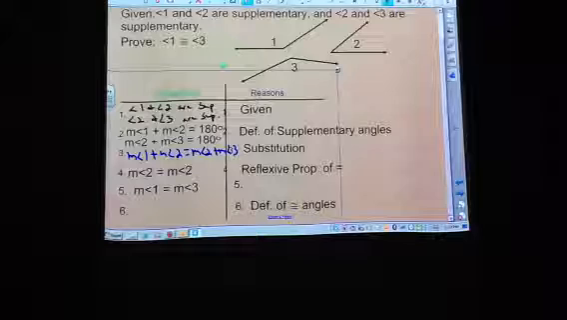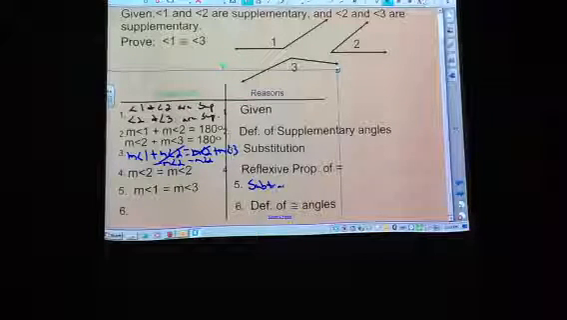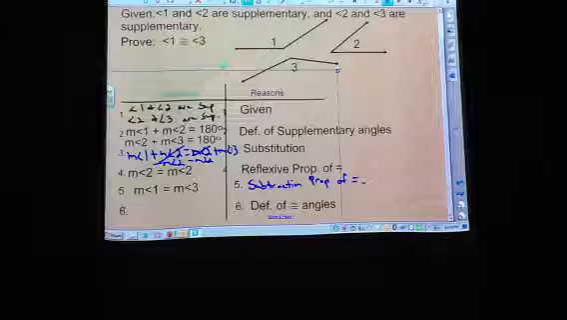So it looks like then they went back up to step 3 and they took away the measure of angle 2 from both sides. So it looks like they subtracted the measure of angle 2 from both sides. So then to get this, we're going to have the subtraction property of equality, which allows us to subtract the same value from both sides.